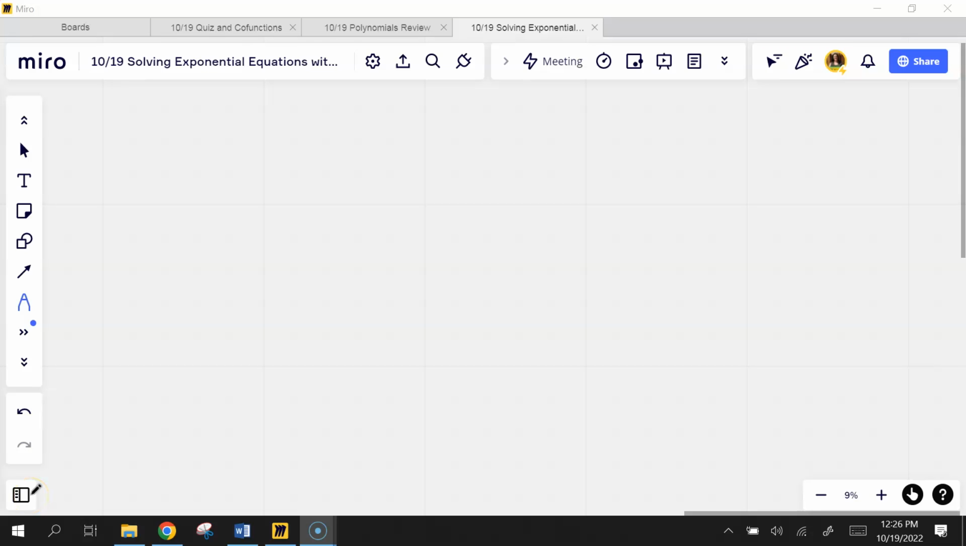7 and 12. I'll do 7 first since it's on the front. Let's see, 1/5 to the u squared plus 8 equals 125.